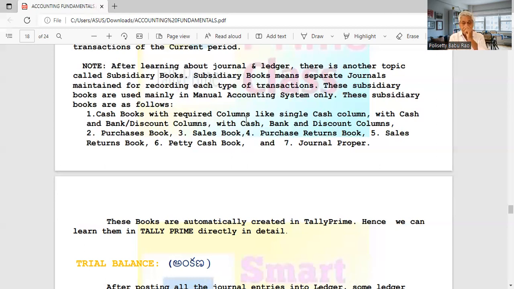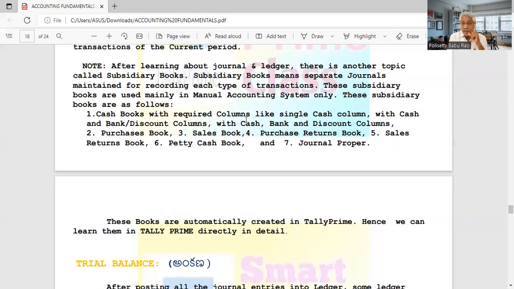And sometimes when you are receiving money, either in cash or through bank, or when you are paying money, either in cash or by check, there will be some discount. When you receive money, we may allow some discount. When you pay money to the creditors, we may get some discount received. In that case, along with cash or bank, there is a discount account also. So for the discount account, we write a separate column.